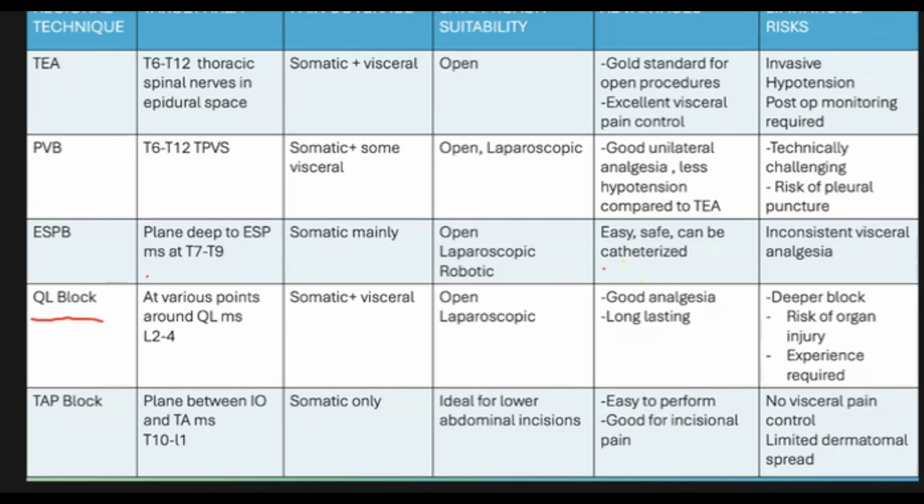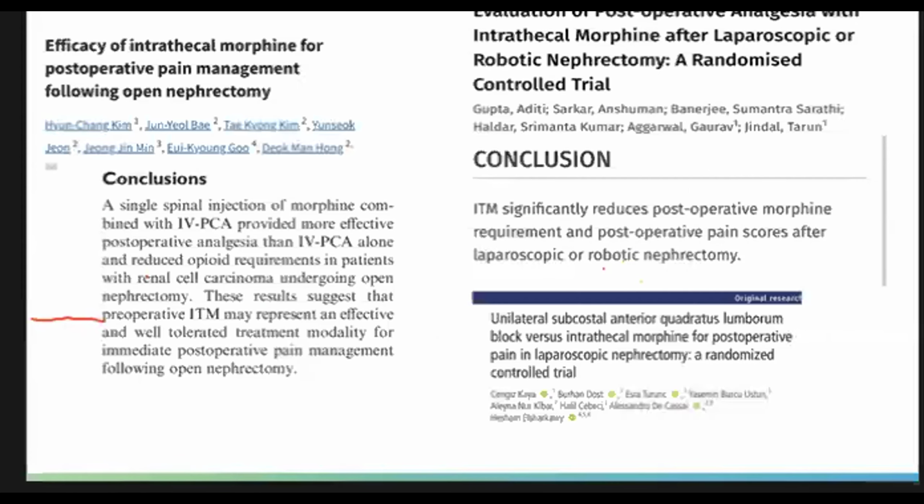So, Rutuja, on your slide, you have combined a PCA pump along with the tramadol SOS. What was the purpose of adding tramadol SOS when you have already given the PCA pump in your patient? Is there any advantage of combining two types of opioids?